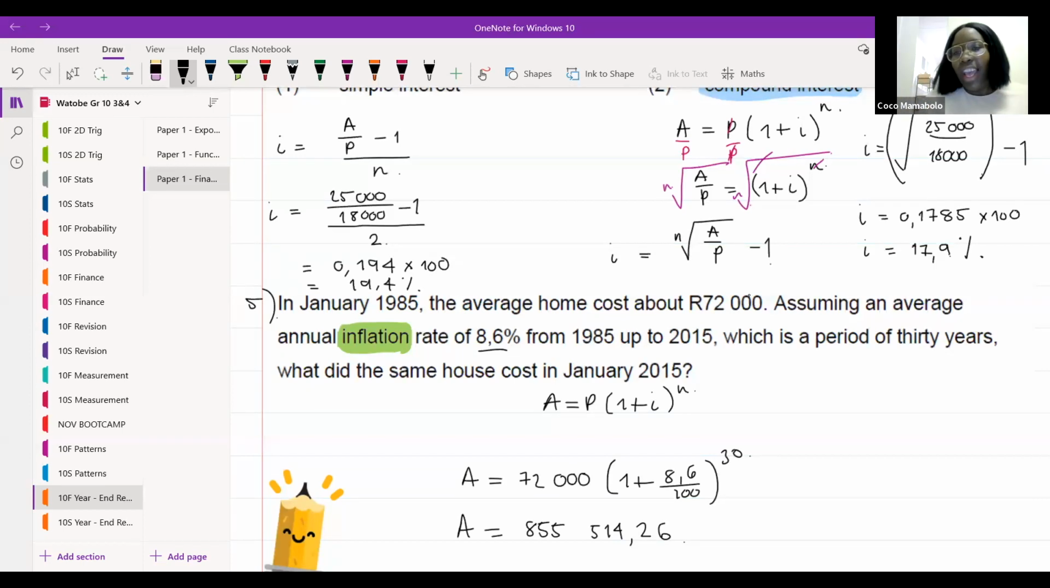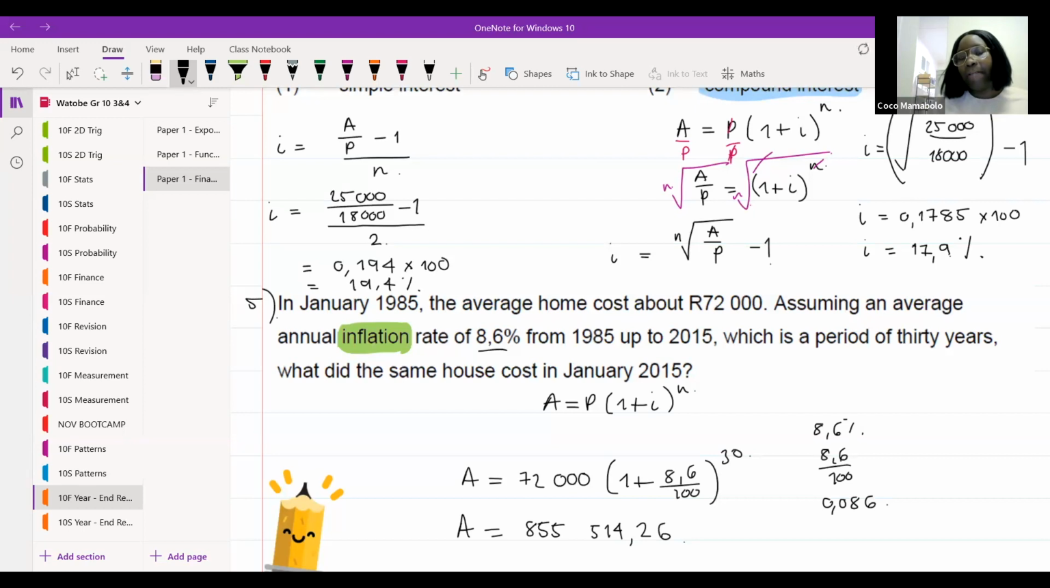Why is it over 100? Because percentage is calculated out of 100, Isayan. So you can either use 8.6%, or you can use 8.6 divided by 100, or you can use 0.086. You can choose any of these and they'll all give you the same answer.